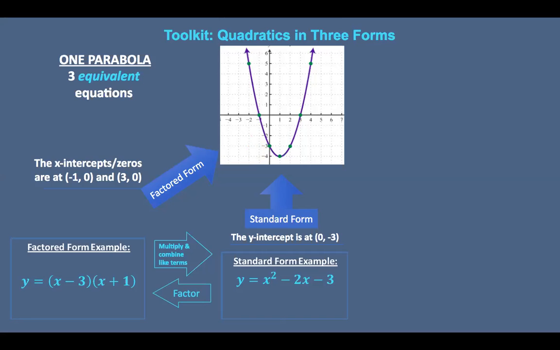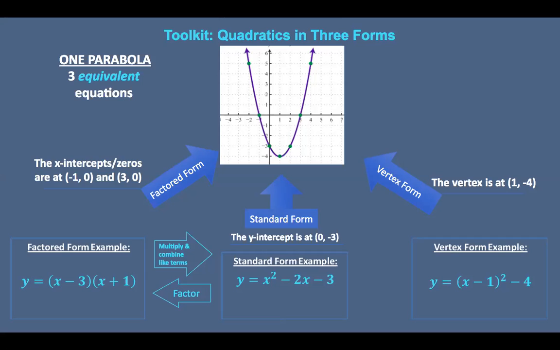The last type of equation that we've seen is vertex form. This is the vertex form equation for this parabola, y equals (x minus 1) squared minus 4. The vertex form tells us that the vertex is at (1, -4), which we see right there.